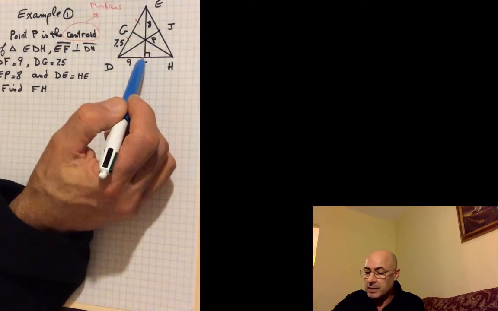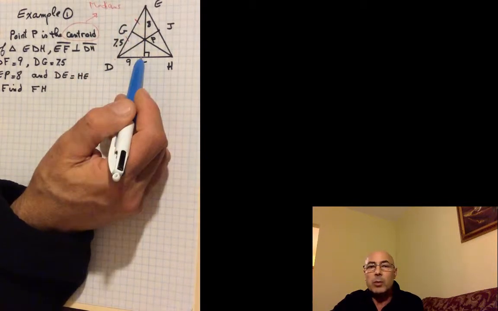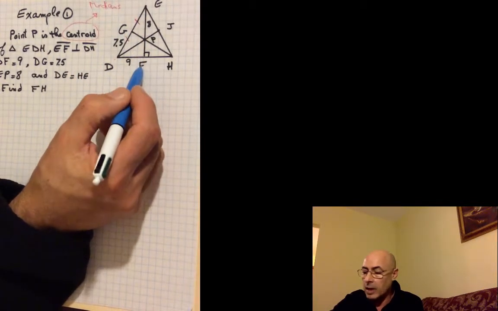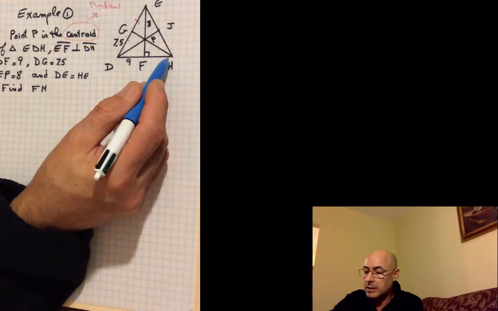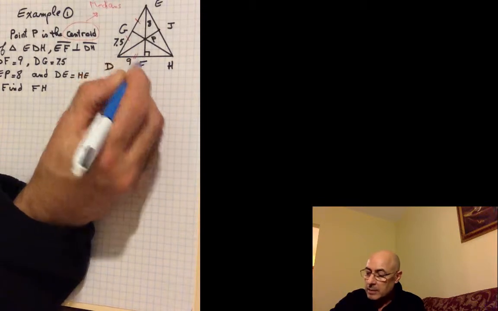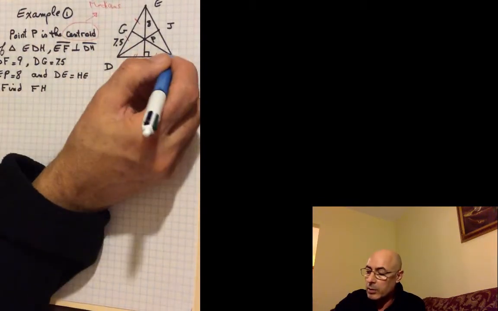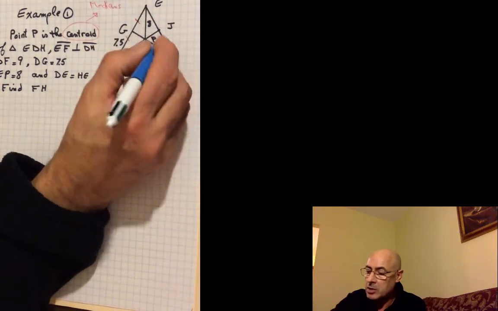So EF is another median. Median means it connects the vertex to the midpoint of the opposite side. So F is the midpoint of this opposite side, DH. So now I put marks indicating that DF and FH are the same. Same thing with HJ and EJ.